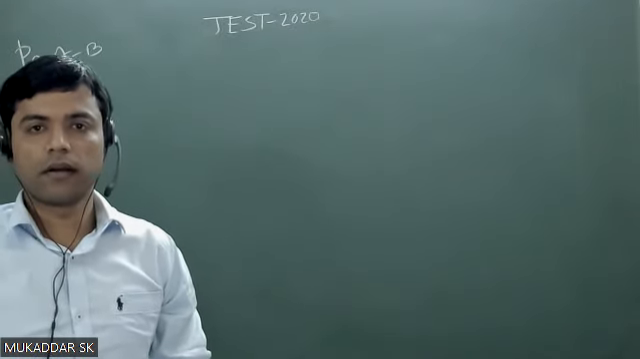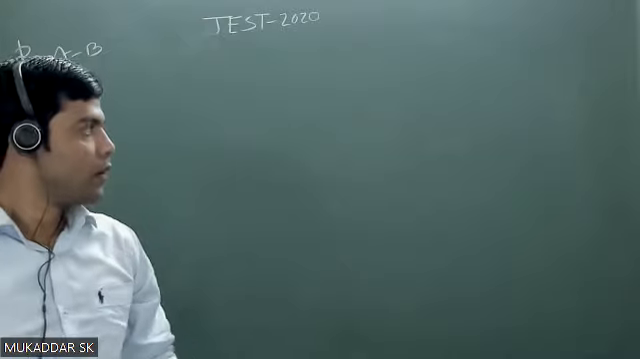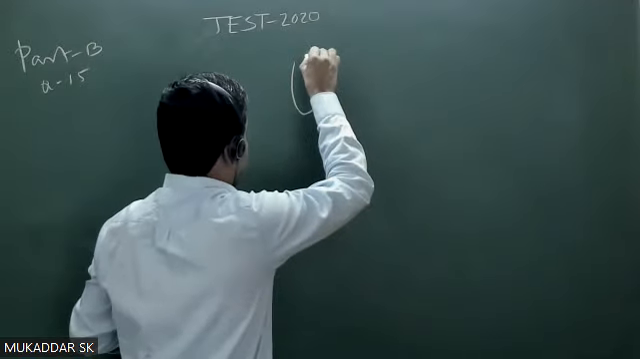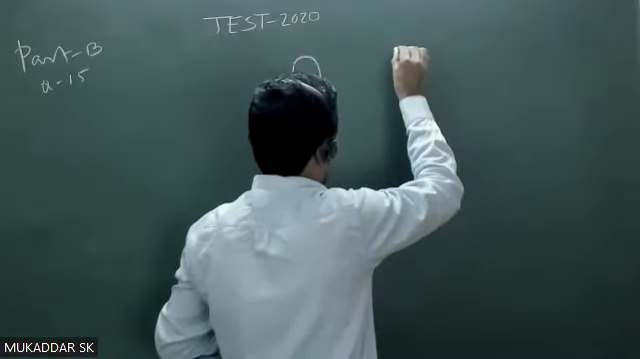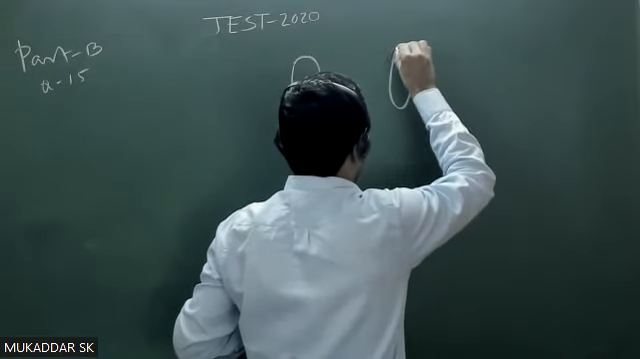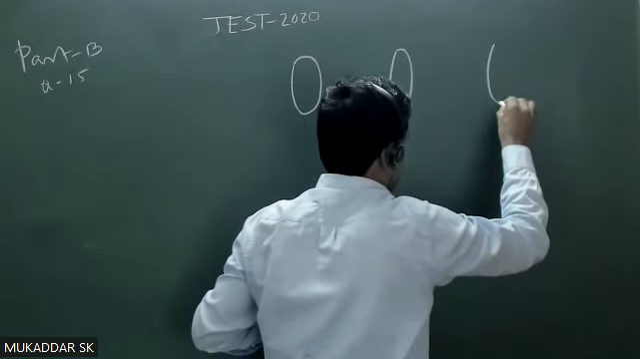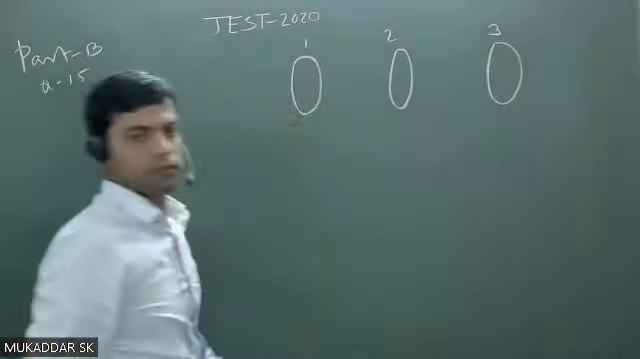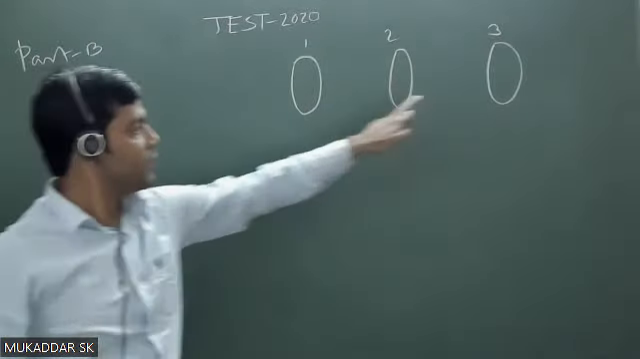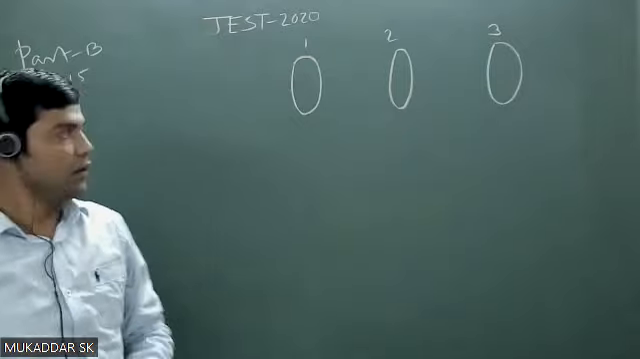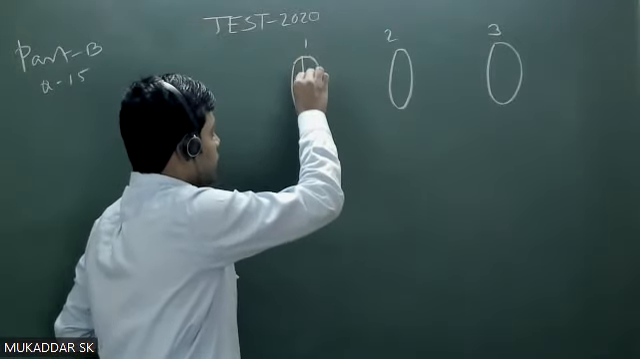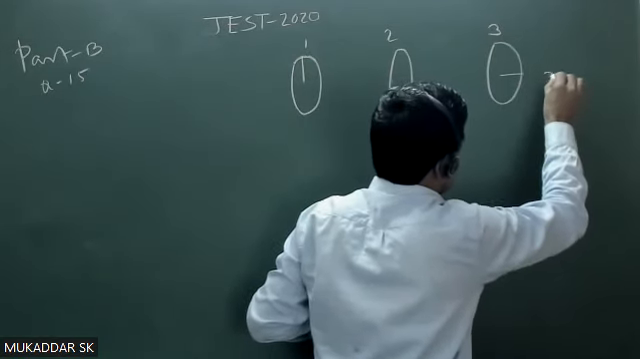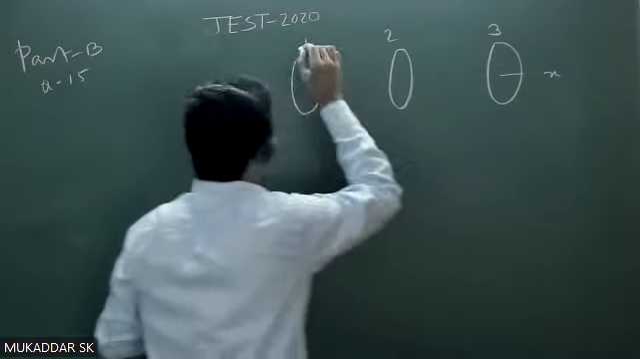The question is, given that you have three polarizers. On 2 and 3, they are basically cross polarizers. Cross means the pass axes of these polarizers are perpendicular to each other. So if one is along the x-axis, another is along the y-axis.